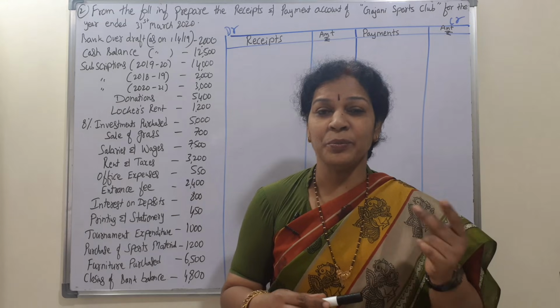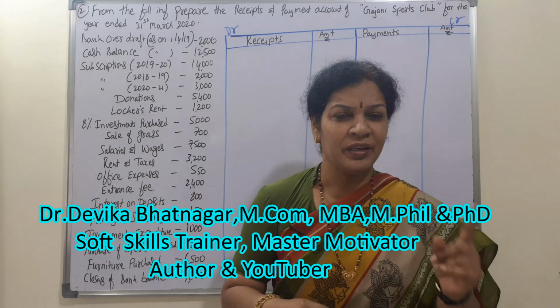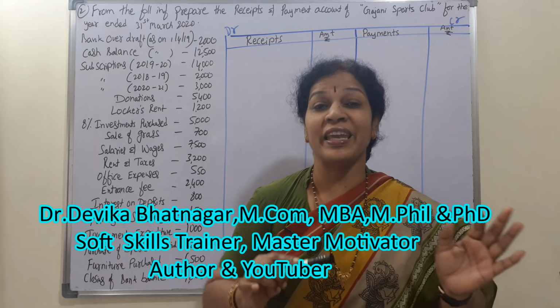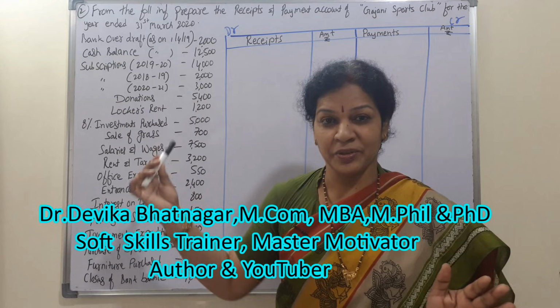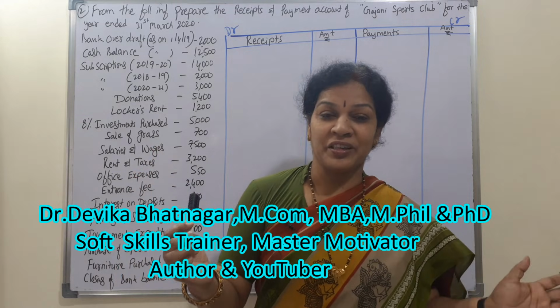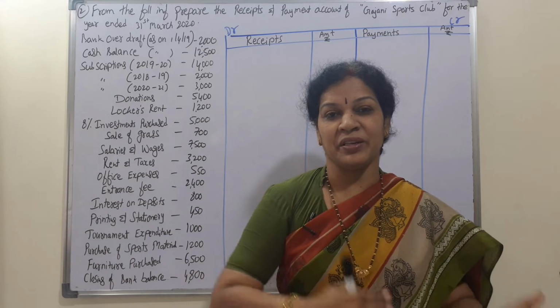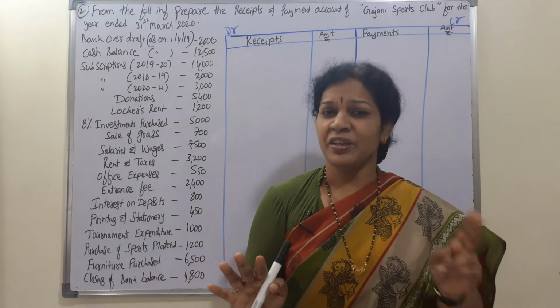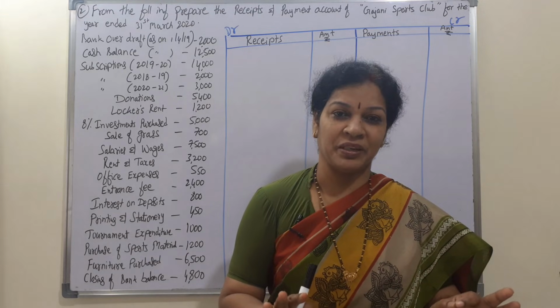Today we will see the second problem of Receipts and Payment Account. Let me give you a recap. Receipts and Payment Account is simple, just like a cash book. In a cash book, we write receipts on the debit side and payments on the credit side, same procedure. Whatever we are receiving, we write on the debit side. Whatever we are paying, on the credit side. Simple process. The second problem will give you clarity about the receipts and payment account.